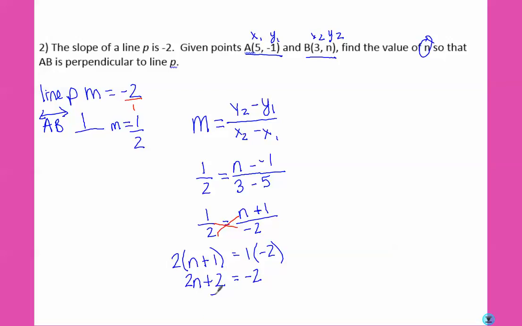And then we solve. Subtract 2. Let's cancel out. Subtract 2. 2n equals -4. Divide both sides by 2. N would have to equal -2.